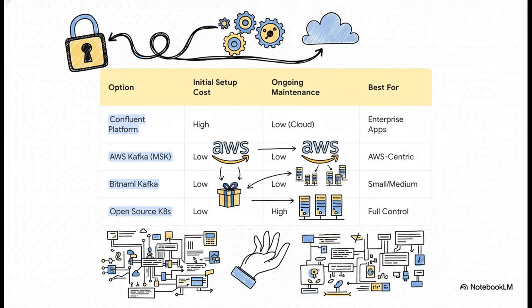This table just lays it all out so perfectly. You can see the trade-offs right away. Confluent is fantastic for big, serious enterprise stuff, but it's going to cost you. AWS MSK is a no-brainer if you're already living in the AWS world. Bitnami's version has always been that sweet spot for smaller projects where you want to keep costs down. And then there's the pure open source route, which gives you all the control in the world, but you're on the hook for all the maintenance.